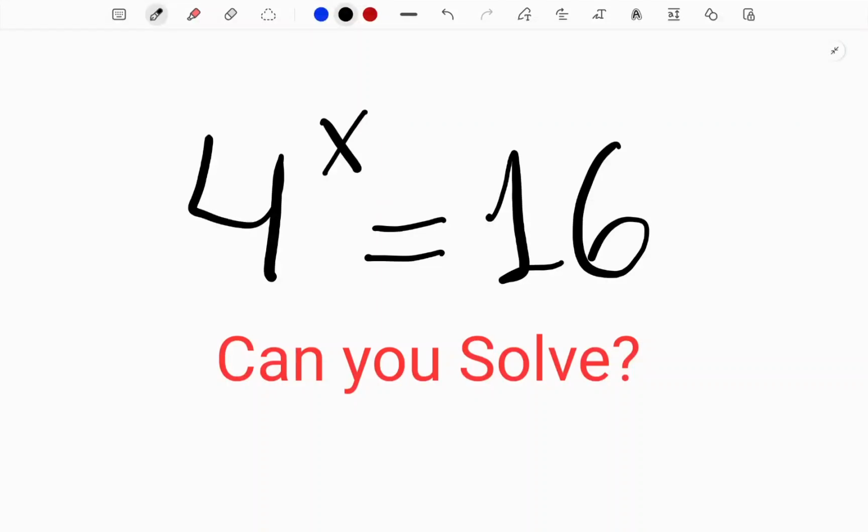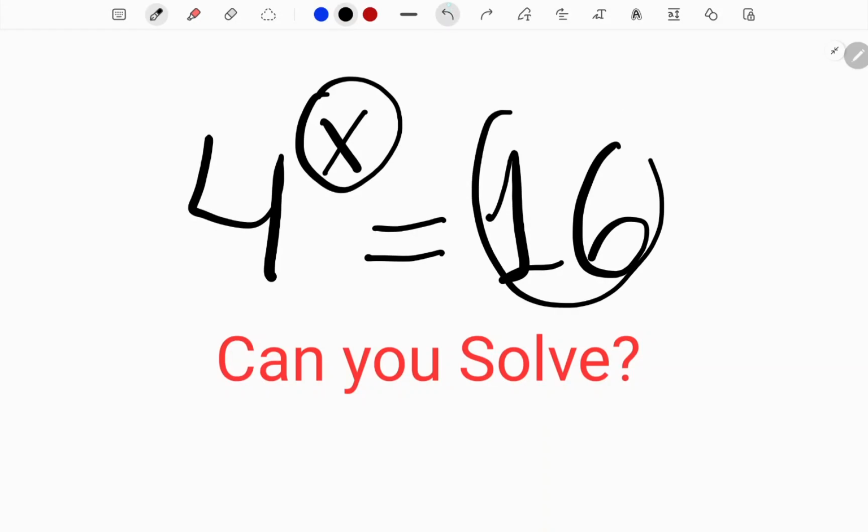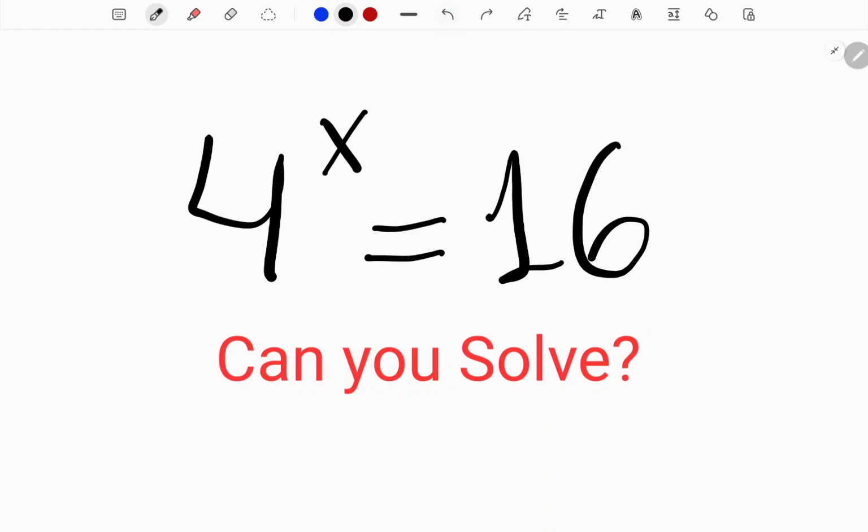Let's solve the equation. 4 raised to the power of x equals 16. First, let's analyze the equation. We are raising the number 4 to a power represented by x, and the result of this operation is 16. Our goal is to find the value of x that makes this equation true.